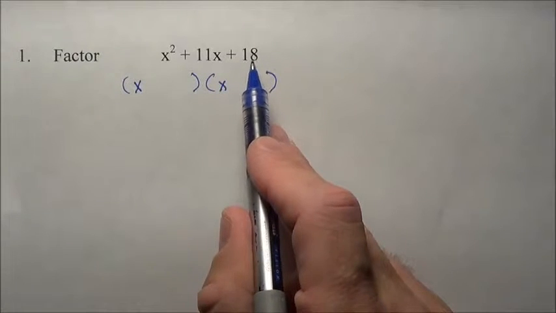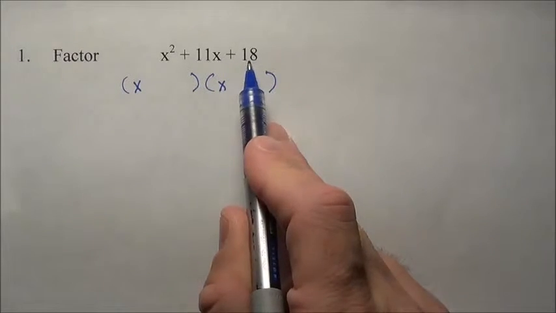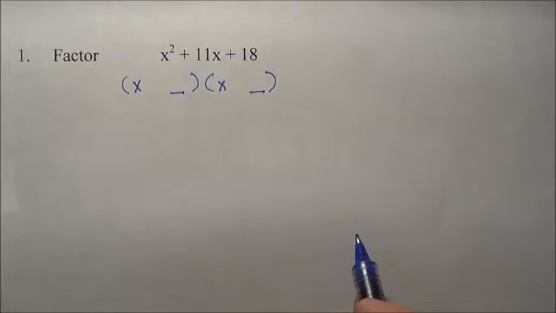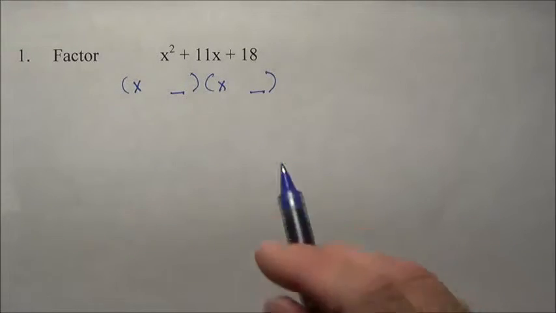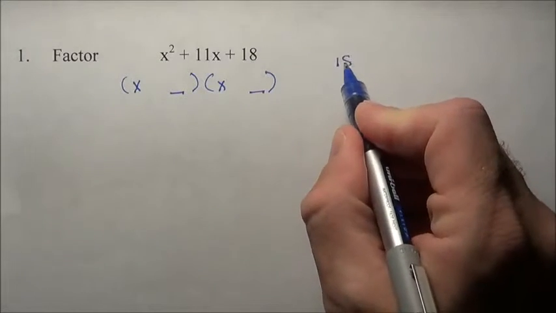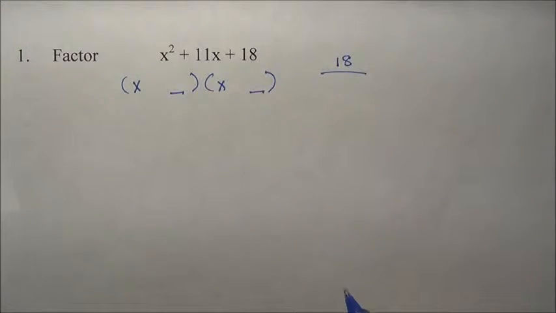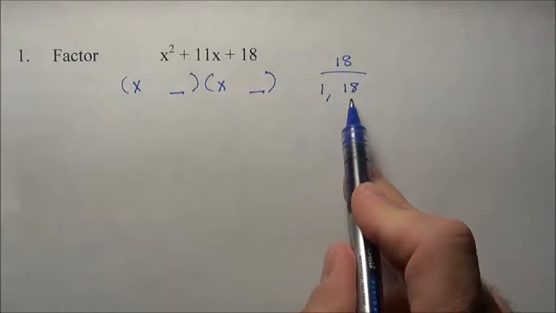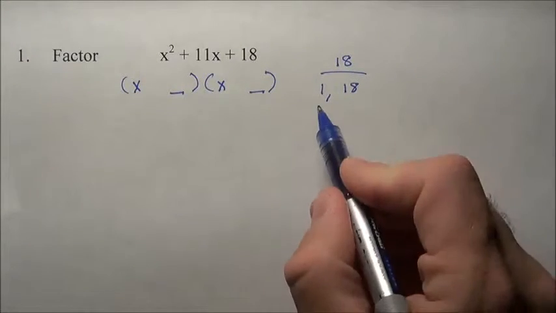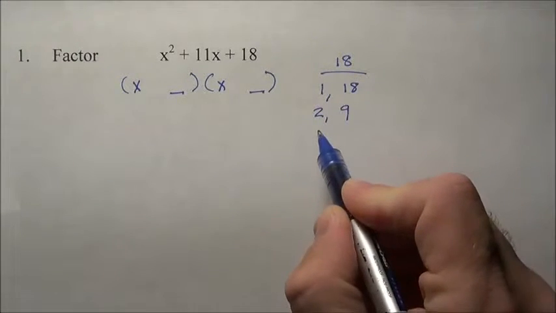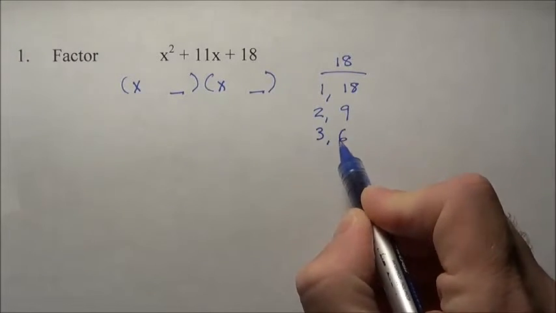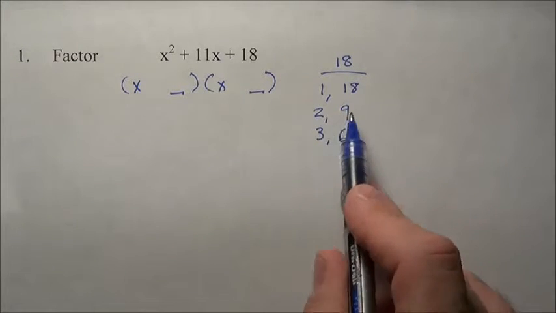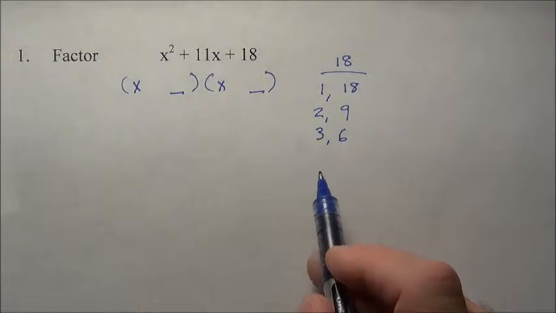But what about the 11x and what about the 18? Well, the 18 is simply going to come from whatever number you have here times whatever number you have here. So the typical way we start these is we look at this 18 and say, what multiplied together gives me 18? Well, there's 1 times 18. That's where I always start, 1 times the number. There's 2 times 9, 3 times 6, 4 times nothing, 5 times, I'm done.